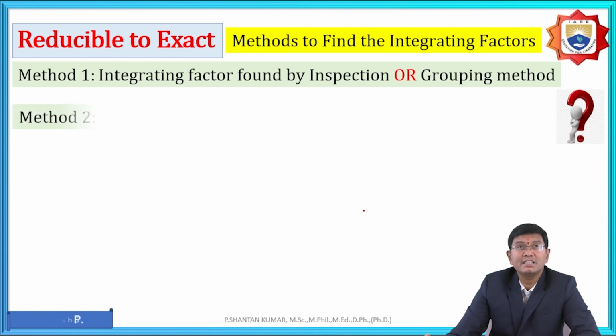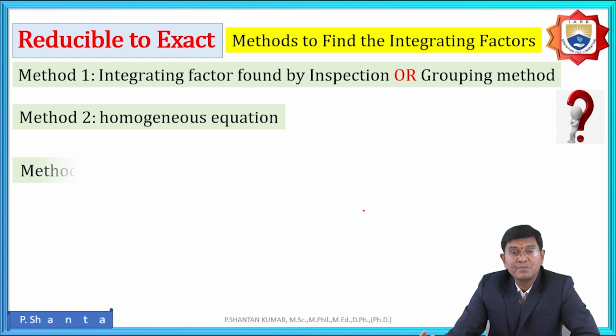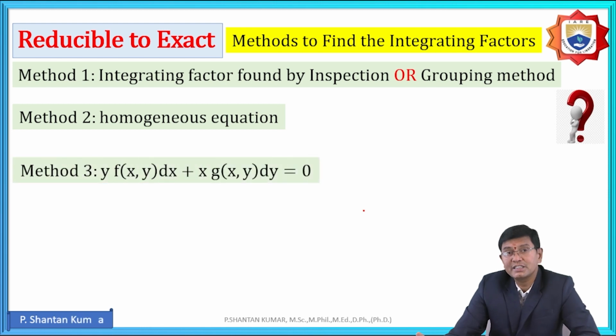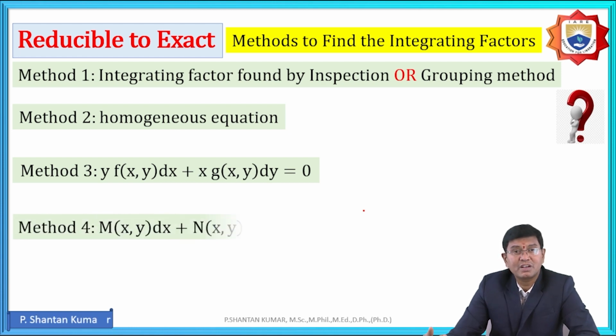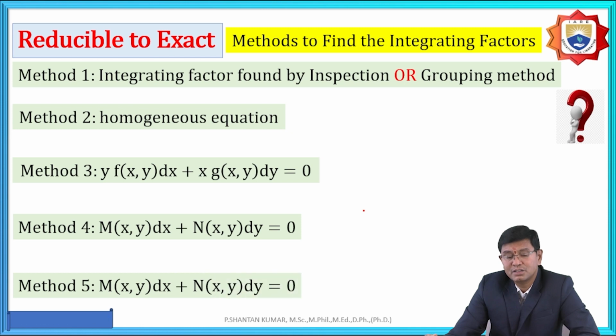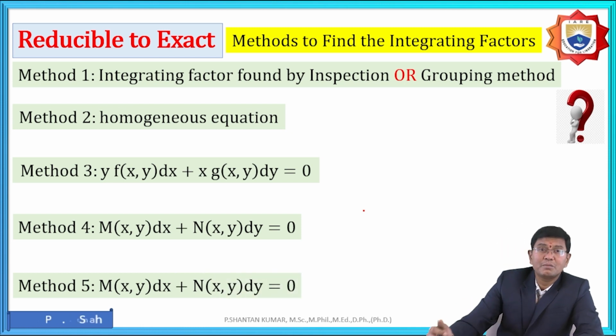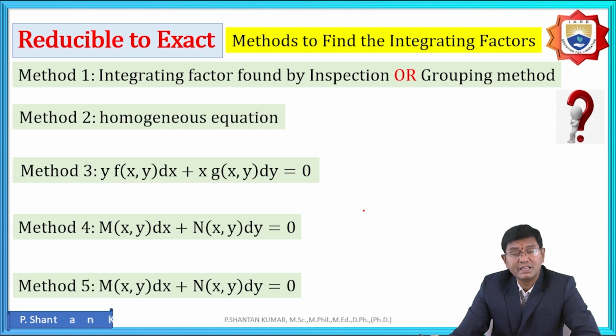And the second method is the homogeneous equation. And the third method, y into f of x comma y into dx plus x into g of x comma y into dy is equal to 0. The fourth condition, whenever the equation is not suitable for any of these 3 conditions, the equation is m dx plus n dy is equal to 0. And the fifth one is also m dx plus n dy is equal to 0. When we use these methods, whenever the equation is not exact, we change it to an exact differential equation. We need to remember these 5 methods for reducing to an exact differential equation.